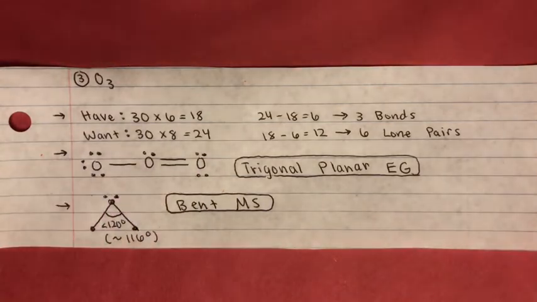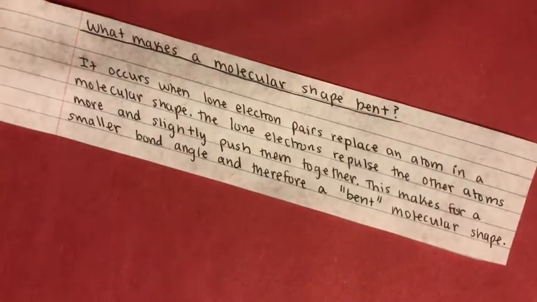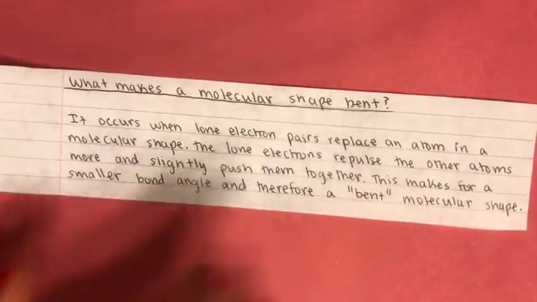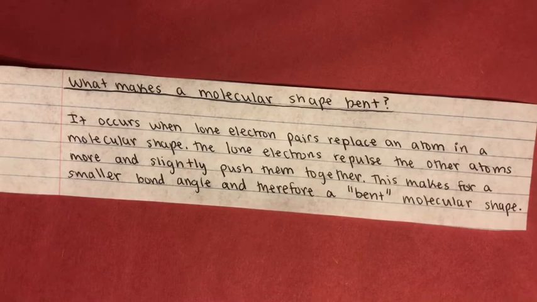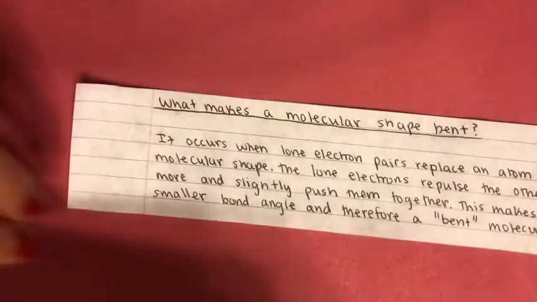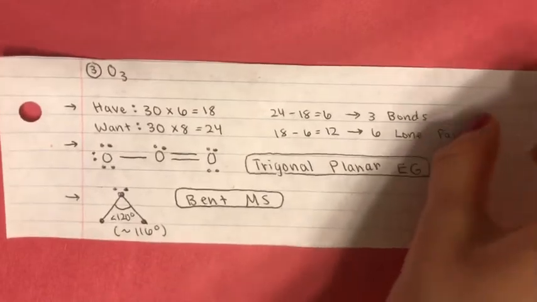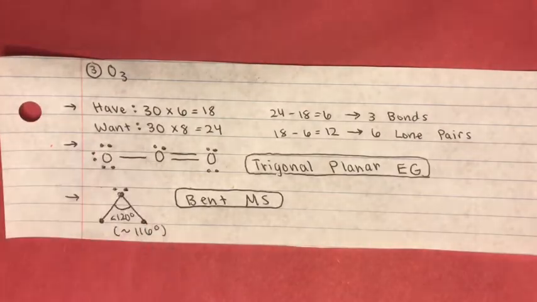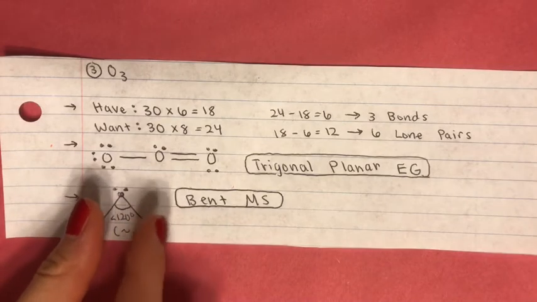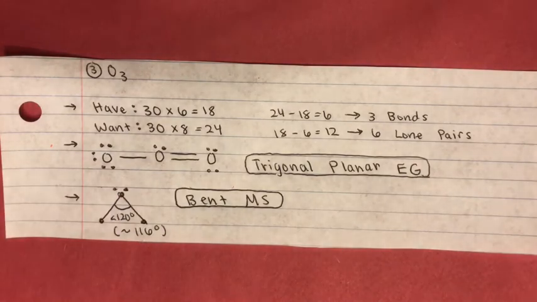Now, the molecular shape is going to be bent. What does that mean? What makes a molecular shape bent? It occurs when lone electron pairs replace an atom in a molecular shape. The lone electrons repulse the other atoms more and slightly push them together. This makes for a smaller bond angle and therefore a bent molecular shape. So back to this example. This lone pair group of electrons is going to compress these 2 atoms together. That's what makes it bent.